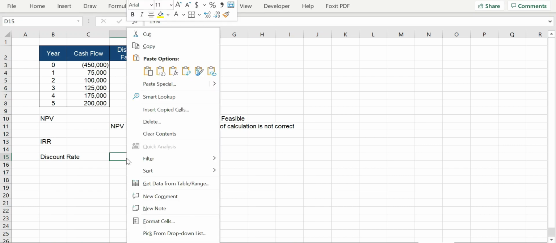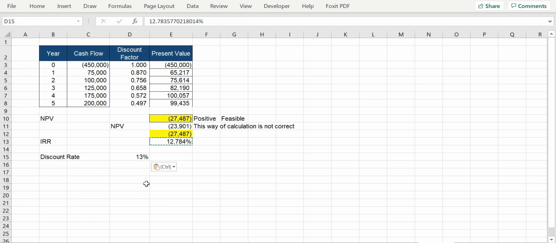You can see that NPV will be 0, which means neither positive nor negative. This is known as internal rate of return or IRR, at which your NPV will be 0. So this is how you calculate the NPV.